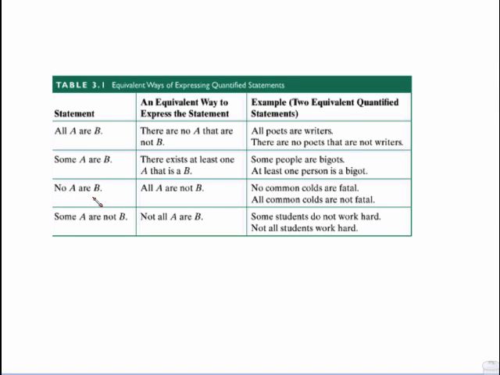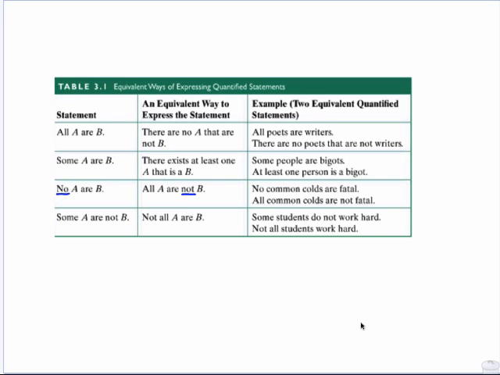No A are B is the same as saying all A are not B. On this one, I think about the no in front of A moving to the backside and becoming not. So no common colds are fatal. All common colds are not fatal. It might feel like they are, but no common colds are fatal. All common colds are not fatal. And some A are not B. The equivalent way is not all A are B. So some students do not work hard. So not all students work hard.